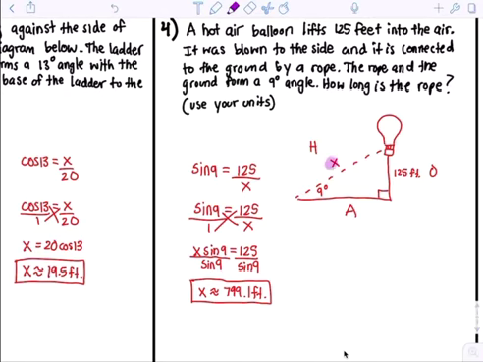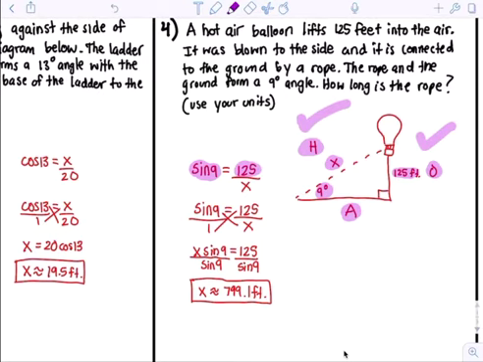So here's our x value. Now let's label all of our stuff. From the perspective of that angle, this side is adjacent, this side is opposite, and this side is the hypotenuse. Since there's information at opposite and hypotenuse, we're going to be using sine. So sine of 9 is equal to opposite over hypotenuse.